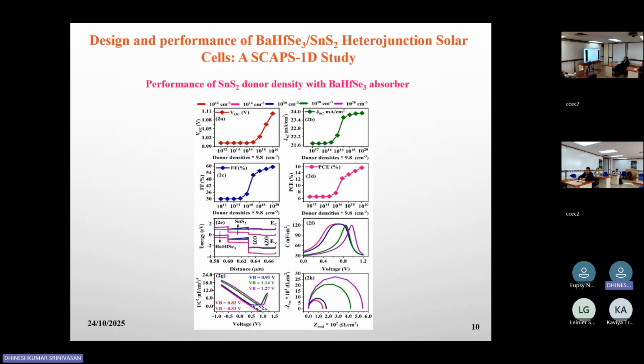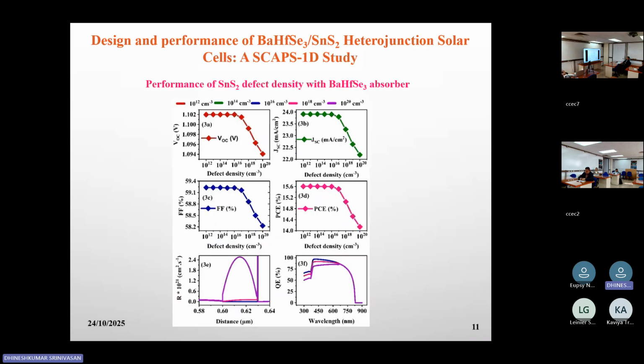And the Mott-Schottky plot also shows that 10^12 has a low built-in potential, that is 0.82 volt, and 10^20 has a high built-in potential of 1.27 volt. So based on these findings, the donor density of 10^20 centimeter^-3 is selected as the optimal level for further simulation.